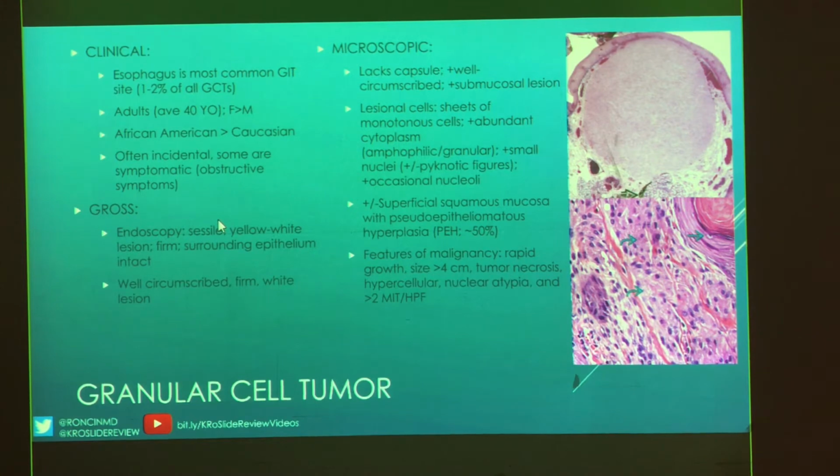Your superficial squamous mucosa may or may not have pseudoepitheliomatous hyperplasia, and that happens in about 50% of your cases. If you need a refresher on pseudoepitheliomatous hyperplasia, then I do believe we covered that in this series in the derm lectures. There are malignant variants of granular cell tumors, so that would be lesions that have grown really rapidly. They're very large. They have tumor necrosis. They're even more hypercellular. There's obvious nuclear atypia and more mitotic figures. So nothing that we saw in ours looked malignant.